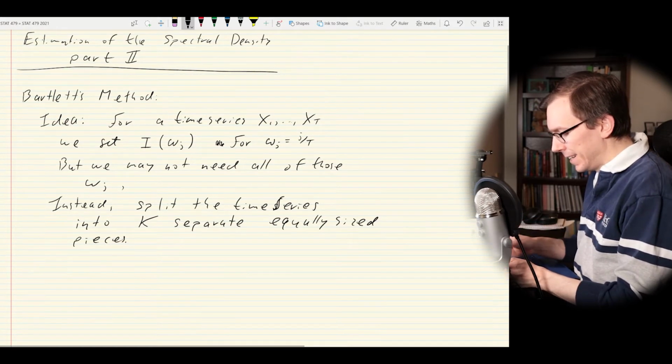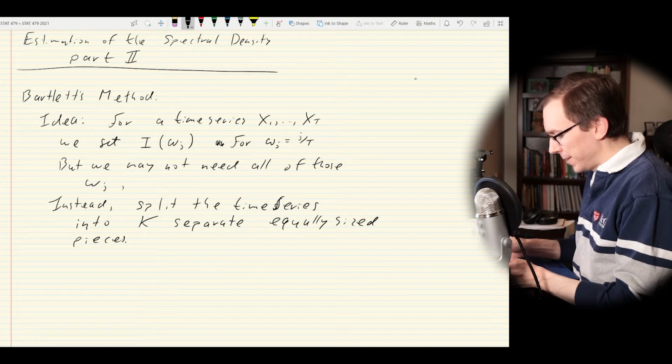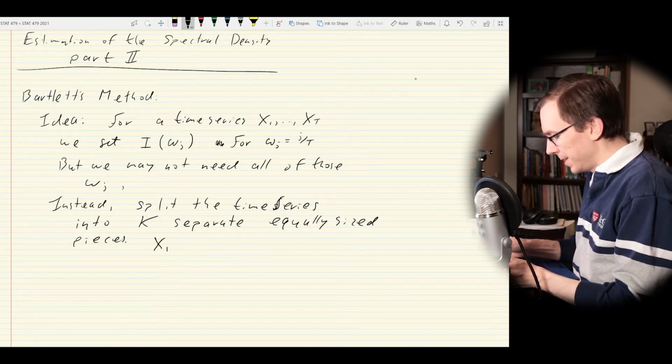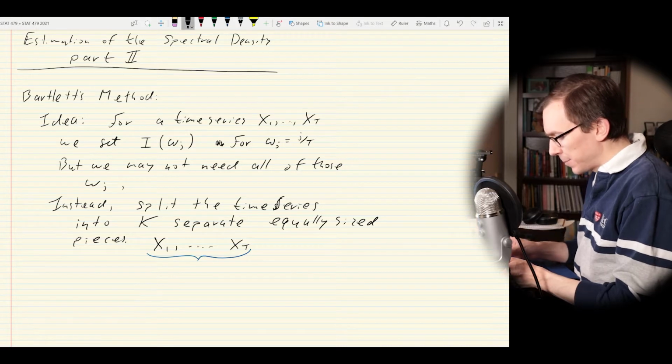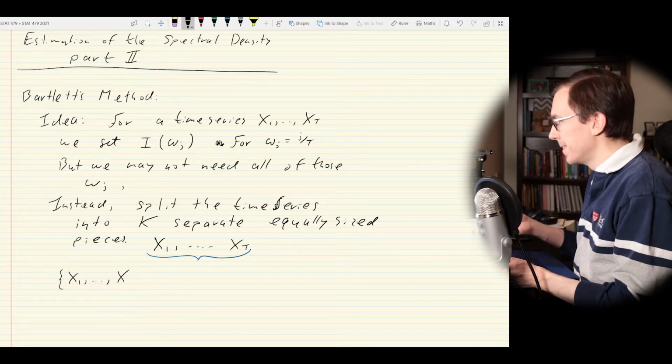So what I mean by that is you start with your x1 through xT. And then what we're going to do is break this thing up and create some pieces. We're going to have, say, k separate disjoint series of length m.